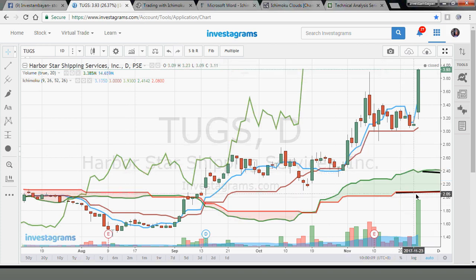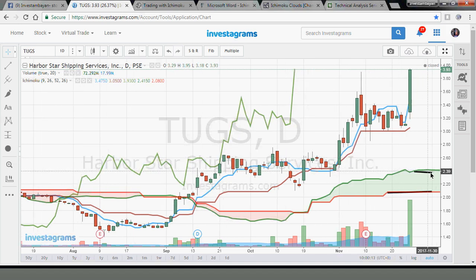pababa, then flat si, pataas si single span A, then flat si single span B. That means pwedeng may minor correction na mangyayari.